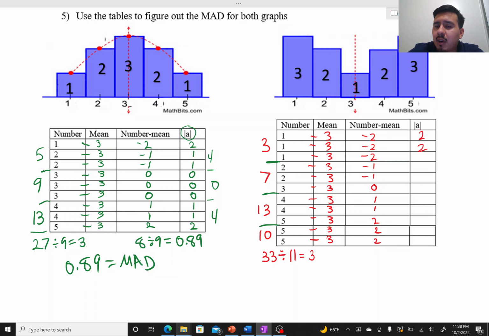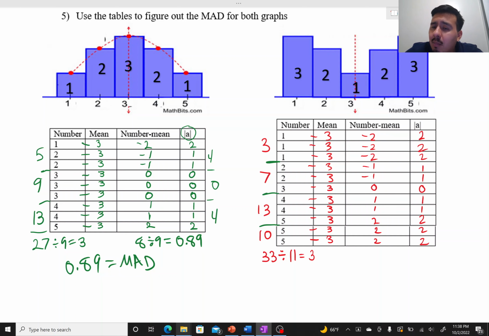I have a 2 here, I have a 2 here, I have a 1, I have another 1, and I'm getting these numbers from this side, right? So the 0 stays the same. The 1, does it change? Nope, it stays the same. 1, 1, 2, 2, 2.